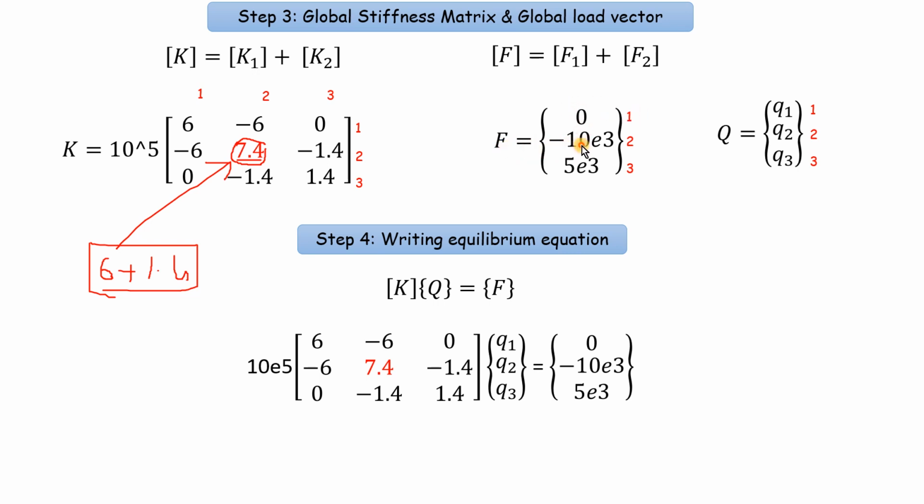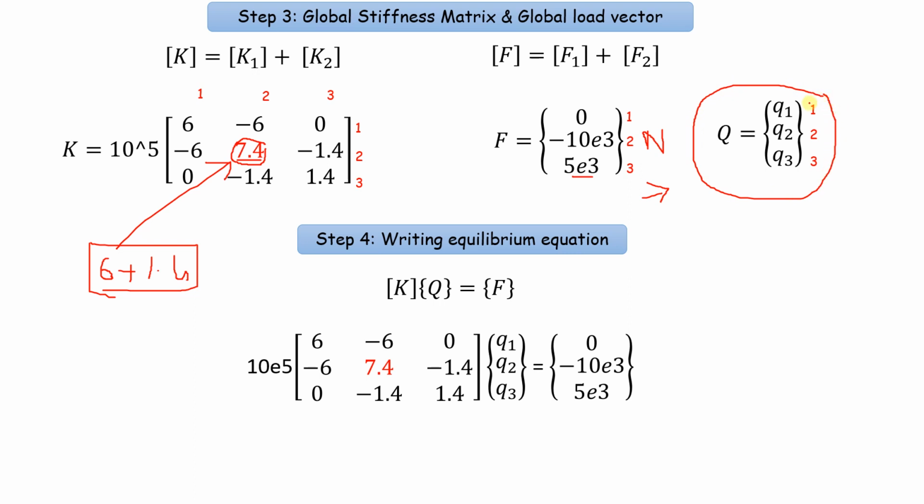And what is the force on node 2? It is minus 10 e raised to 3. Here the unit is Newton. And it is negative because the force is in the opposite direction to that of x, which is shown. And this is 5 into 10 raised to 3.